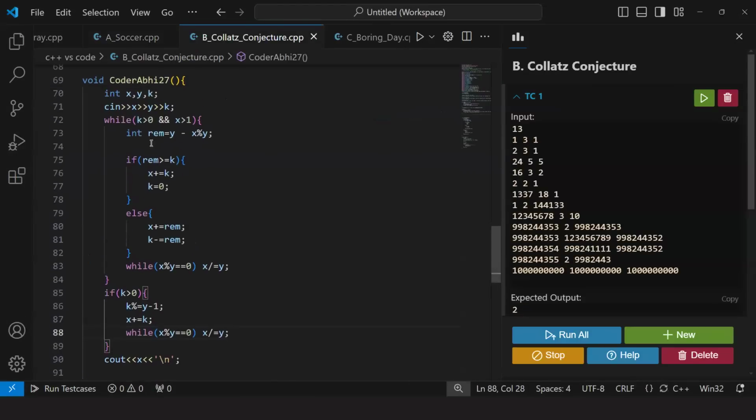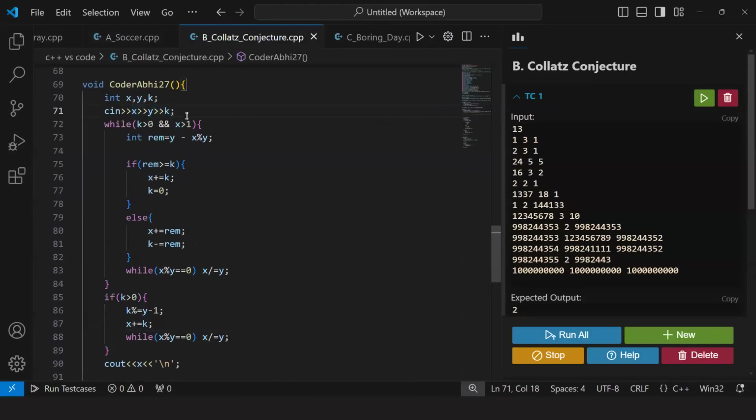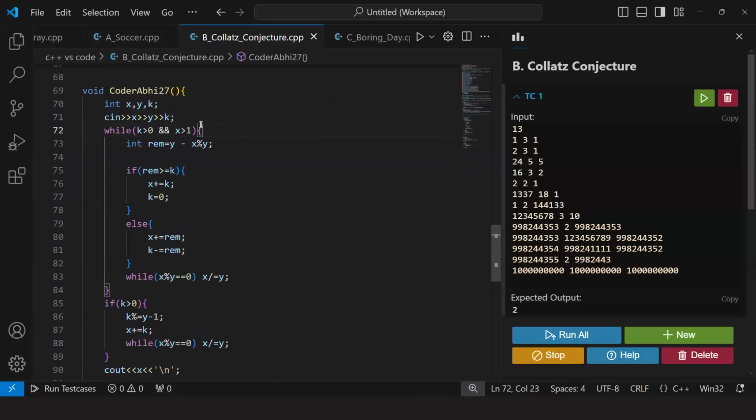As I explained, first I took the x, y, k input. Okay, so till when would we run our loop? Either the operations get finished, or x becomes 1. So till the time x is greater than 1 and k is greater than 0, we would run our loop. Once x becomes equal to 1, we are reduced to 1, then we will calculate the cyclic thing afterwards. Or if the number of operations is finished, then also it's okay.